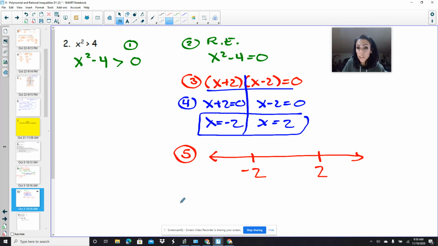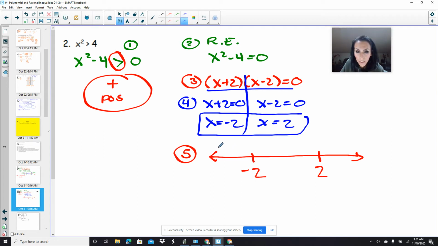Okay? Now what we're going to do is test a point in each of those regions. I'm going to use the sign method, positive and negative. Go back up here. I'm looking for values that will make this a number greater than 0. Numbers that are greater than 0 must be positive. So I'm looking for positive. All right, so I'm going to pick a number over here, -10, a number in between, 0, and a number to the right over here, 10.